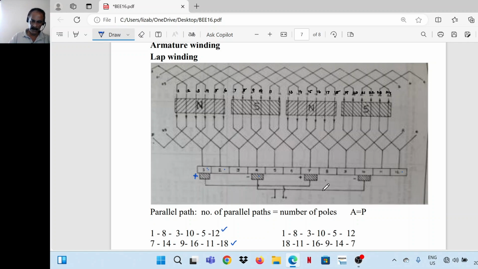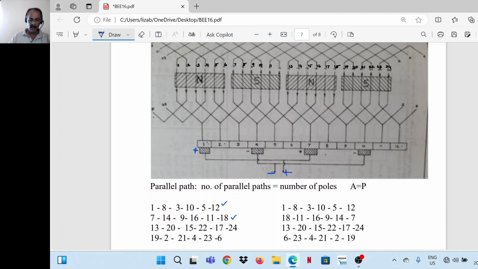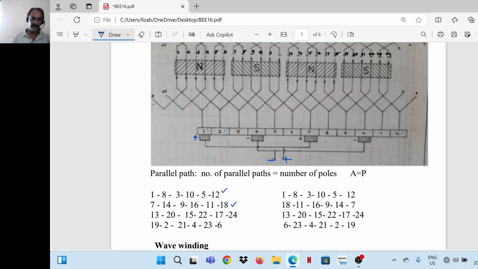So these two positive brushes, this is the positive terminal of the armature, this is the negative terminal of the armature. So this is what is called a parallel path. So in this machine there are 4 parallel paths. One is 1, 8, 3, 10, 5, 12. Another one is 7, 14, 9, 16, 11, 18. Then 2 more parallel paths are there which you can trace.